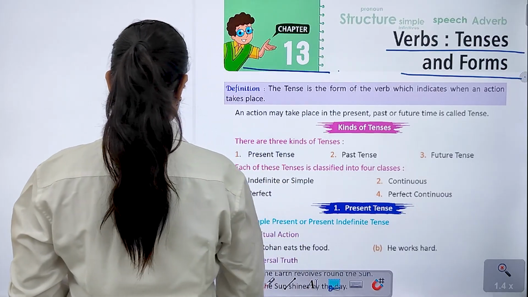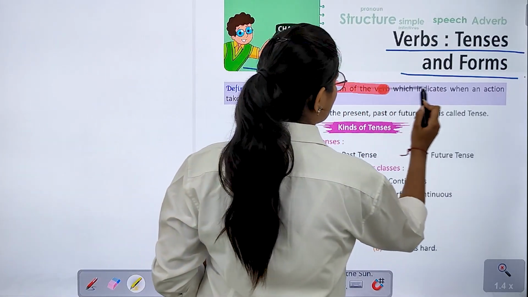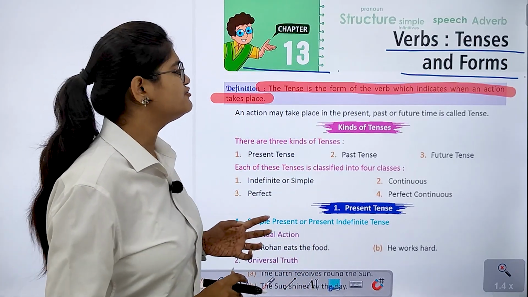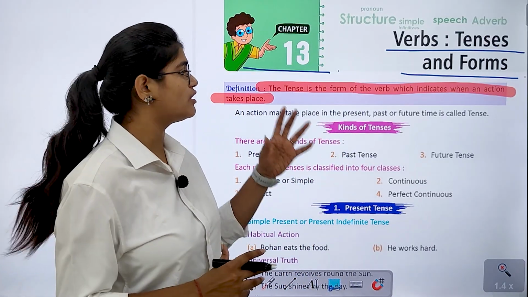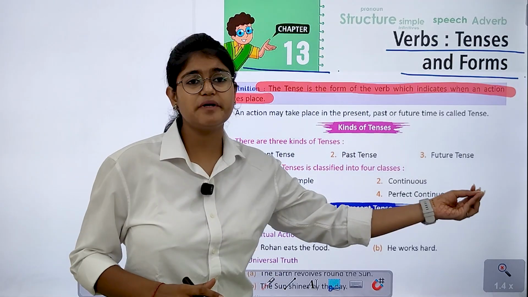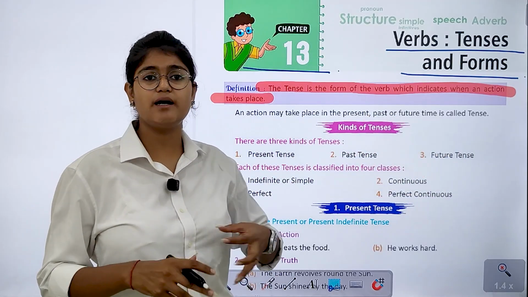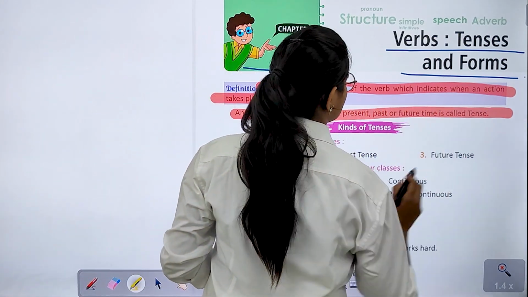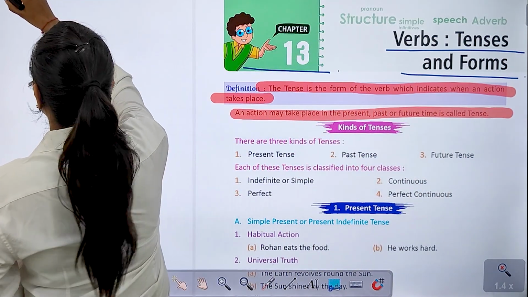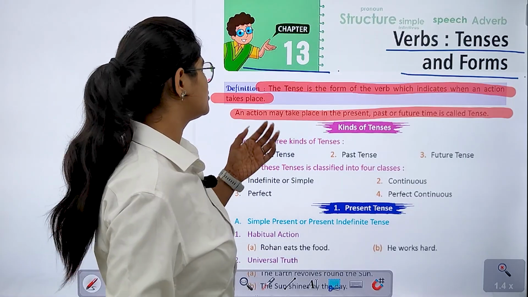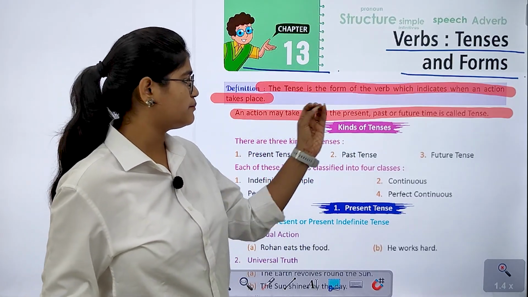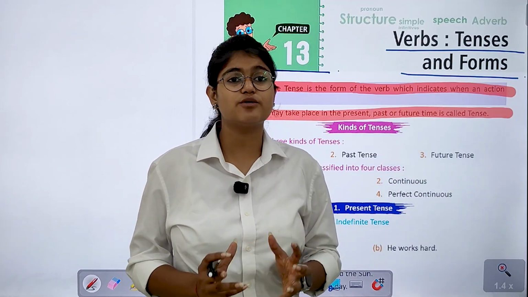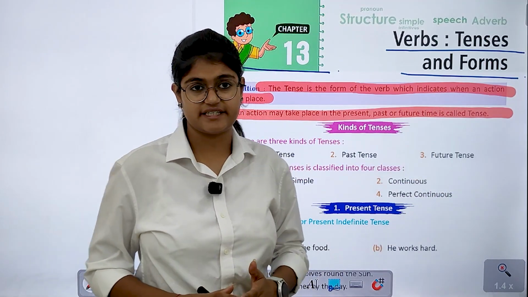So first of all, we have the definition. The tense is the form of the verb which indicates when an action takes place. तो टेंस जो है वो वर्ब का ऐसा फॉर्म है जो हमें इंडिकेट करता है कि कोई भी काम किस टाइम हो रहा है, कब वो काम किया जा रहा है, right? An action may take place in the present, past or future time is called the tense. तो जो भी एक्शन किसी भी टाइम में, प्रेजेंट, पास्ट या फिर फ्यूचर में काम होता है, जो हमें टाइम डिनोट करवाता है, उसे हम टेंस कहते हैं, right?